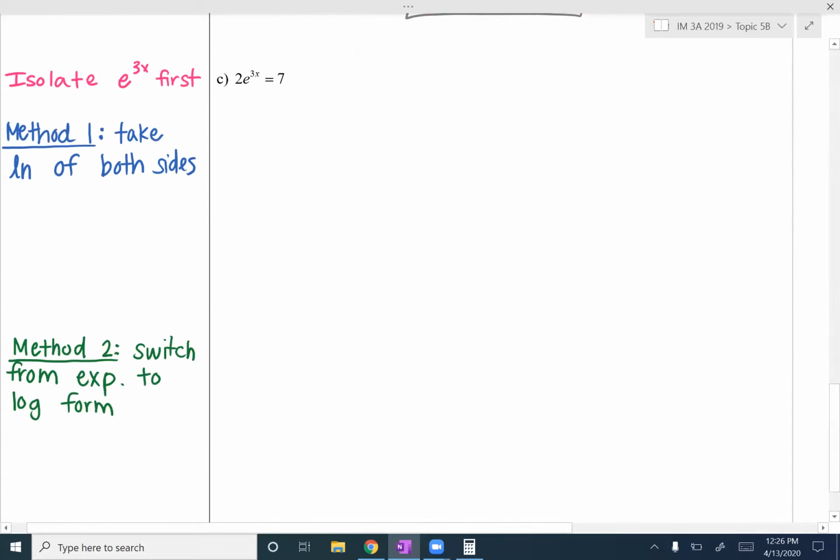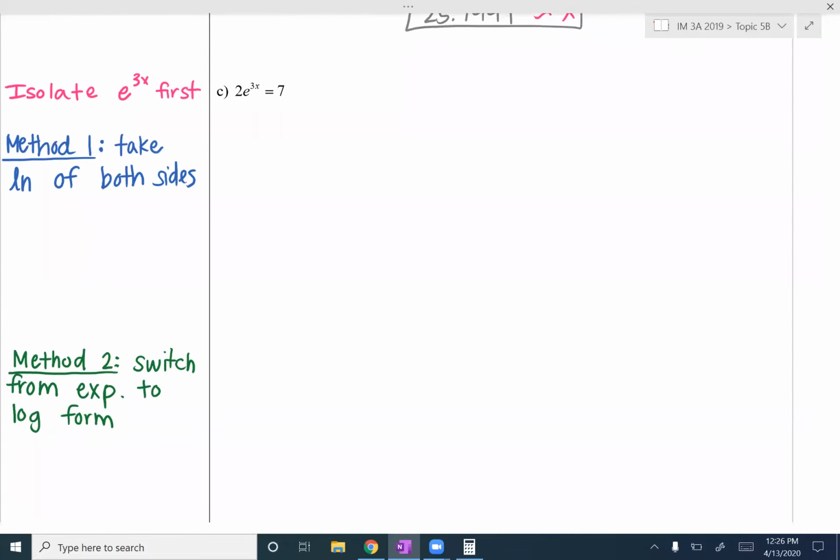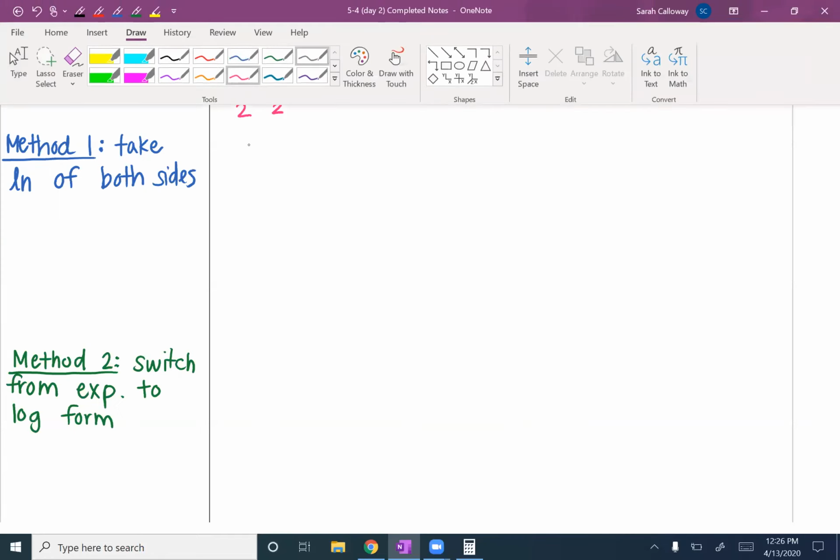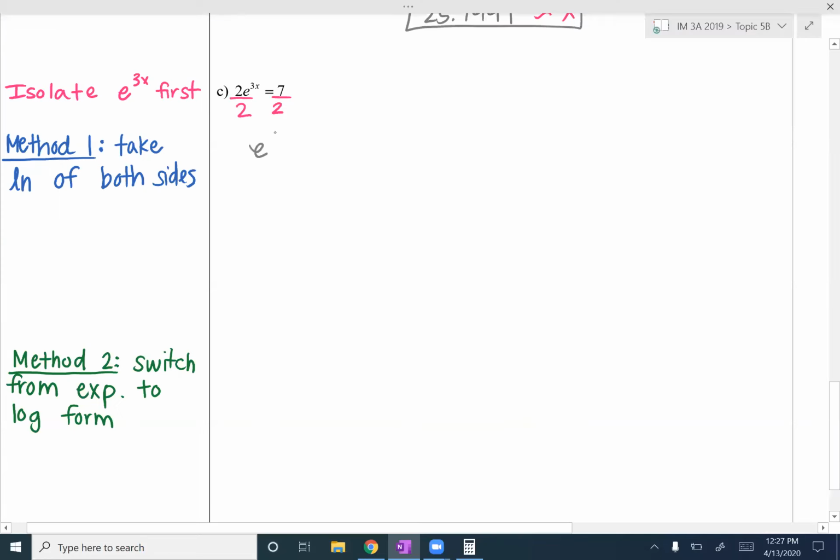Okay, the last one, we have something that isn't just an exponent equal to a number or a log equal to a number. It actually has something in front of the exponent. So what we have to do for this problem is start by isolating e to the 3x. And so since there's a 2 being multiplied in front, that would mean that we need to divide both sides by 2. And so that's going to give us the equation e to the 3x power is equal to 3.5.